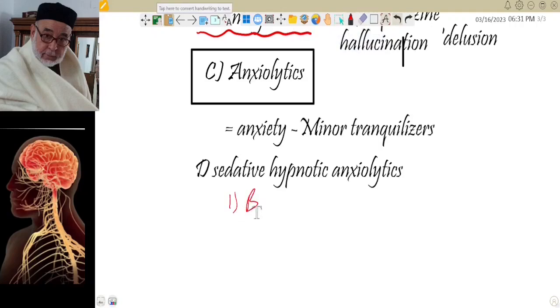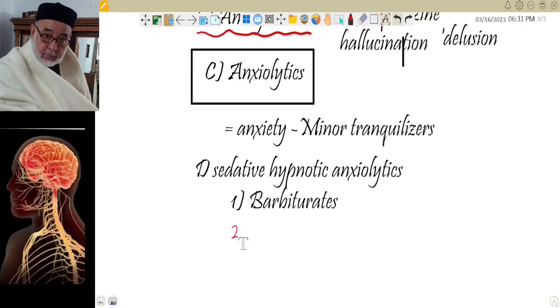Maybe the most famous old example was the barbiturates. We talked about barbiturates before when we talked about sedative hypnotics. Barbiturates, of course, are not used anymore for the treatment of anxiety because of their highly addictive property. But they still have important clinical uses, as we have discussed before.